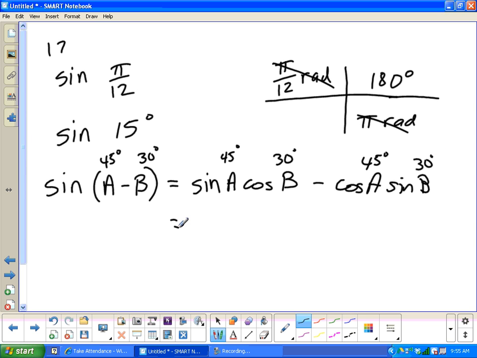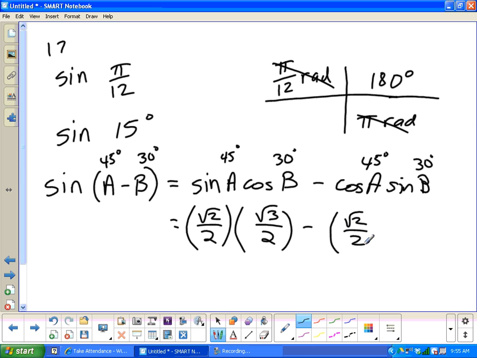All right. So let's see. Sine of 45 would be square root of 2 over 2. Cosine of 30 is square root of 3 over 2. Cosine of 45 is square root of 2 over 2. And sine of 30 is a half. Did I get them right? Because I didn't look at my unit circle when I did it. Yeah, I've got them memorized. Okay.